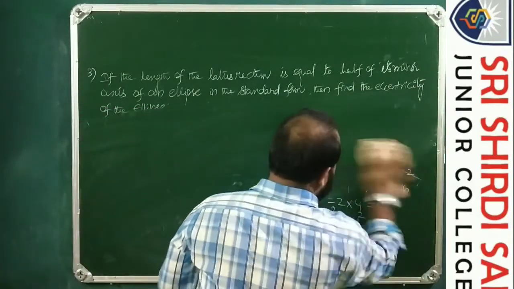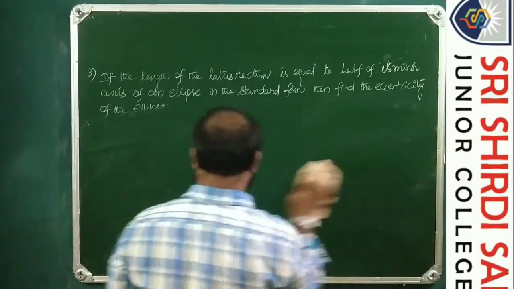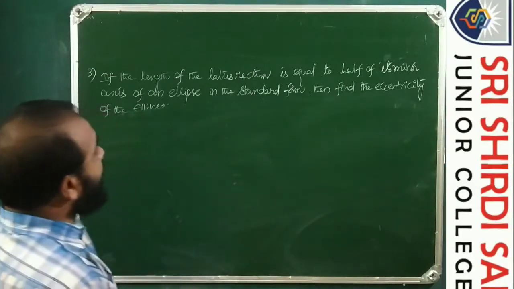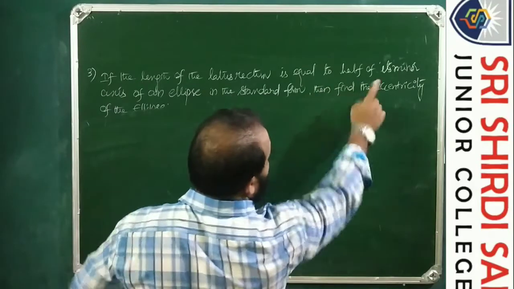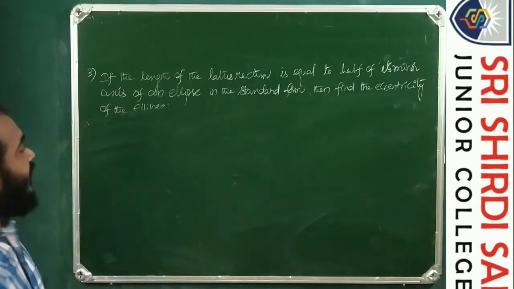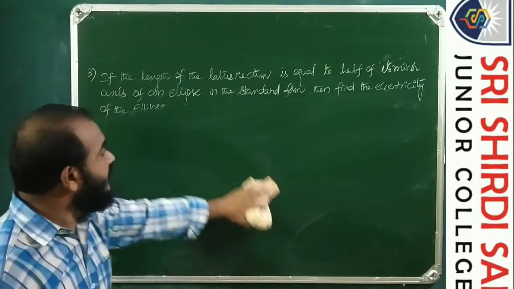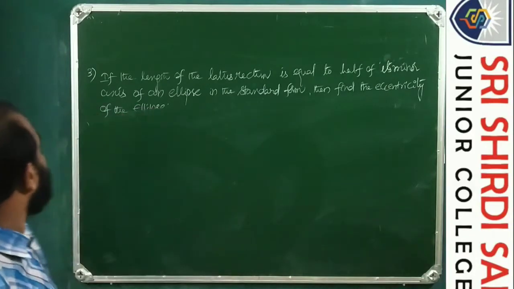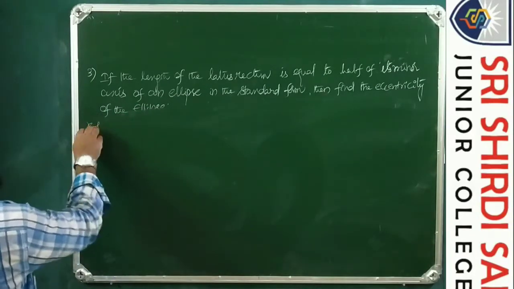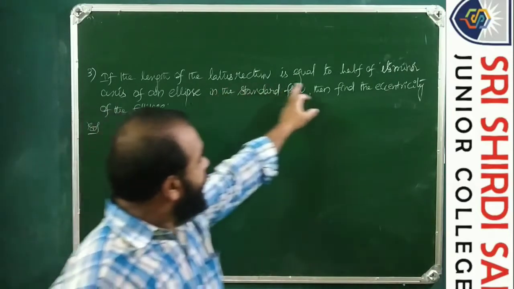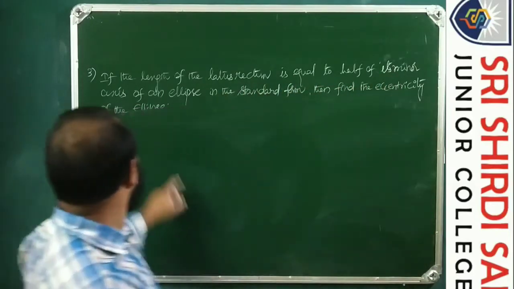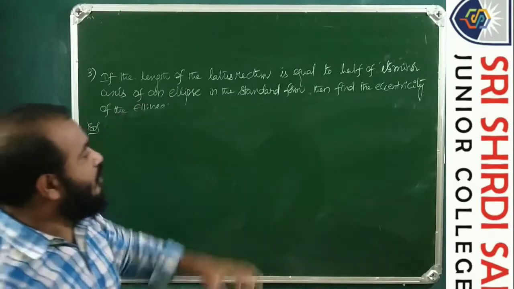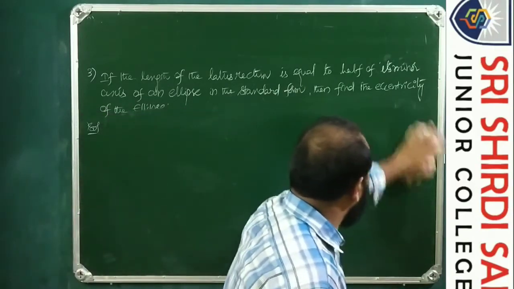The third question is, if the length of the latus rectum is equal to half of the minor axis of an ellipse in standard form, find the eccentricity of the ellipse. So, if the length of the latus rectum is equal to half of its minor axis of an ellipse in the standard form, then find the eccentricity of the ellipse.